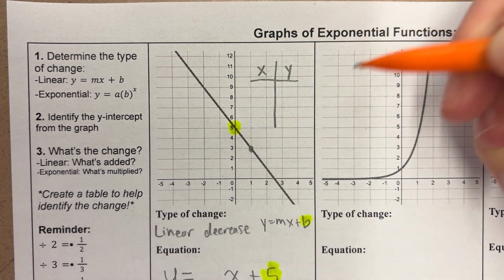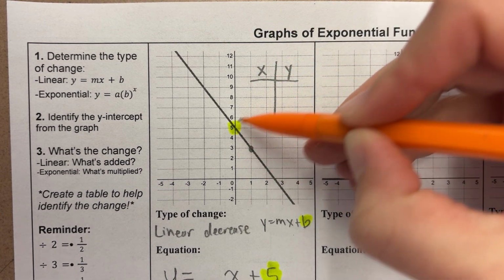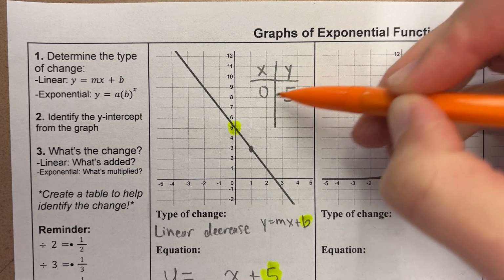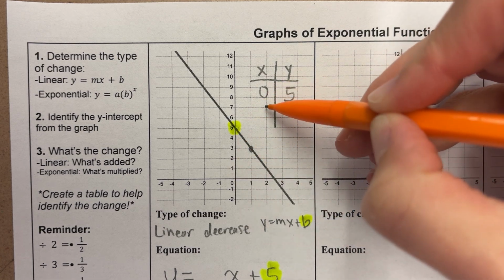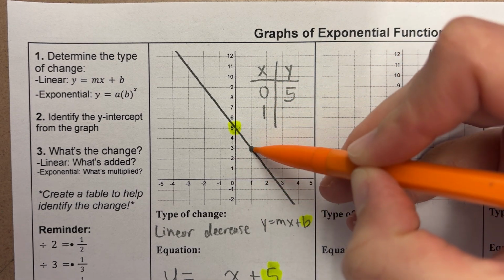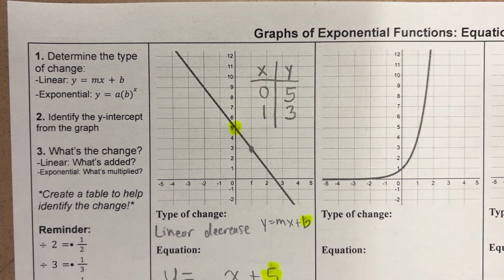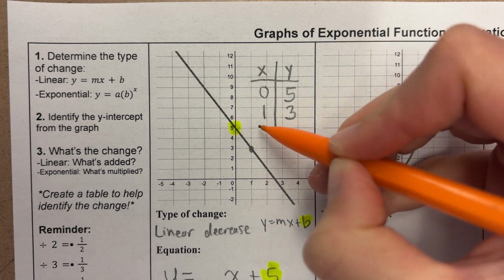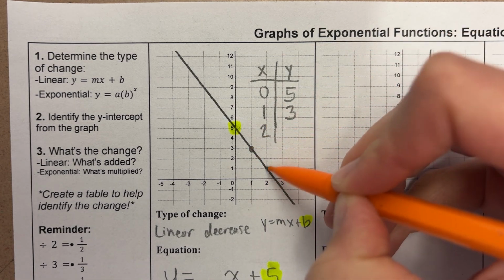Here's my x, here's my y. I'm going to start with my y-intercept. This point right here, that's 0, 5, right? The x value is 0 and the y value is 5. Now, when x is 1, what's my y value? Oh, it's 3. Right? Now, I could keep going. I could say, oh, when my x value is 2, my y value is 1.